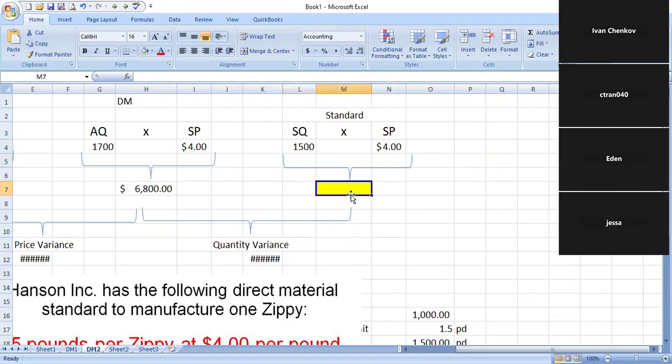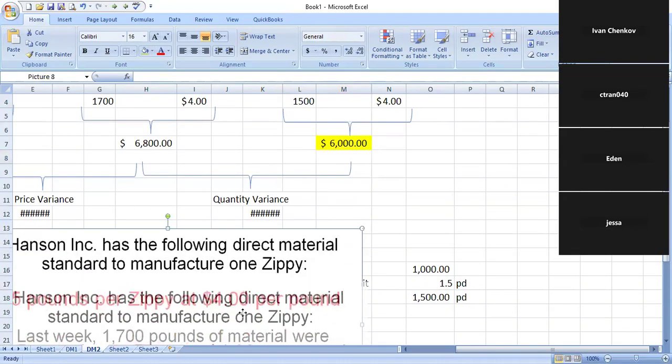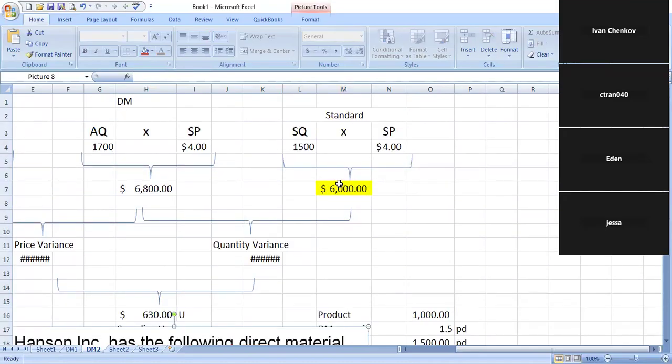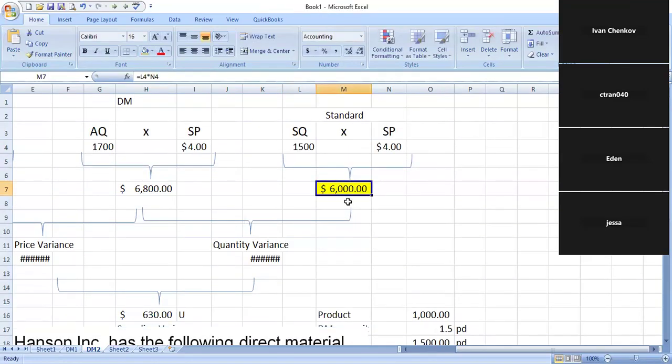So I have my last number. My last number in the yellow will be 1,500 times $4 per pound. And now I can start doing my variances. The first variance, the quantity variance, will be the standard cost. So I'm supposed to spend $6,000, but due to the quantity, I'm spending $6,800.